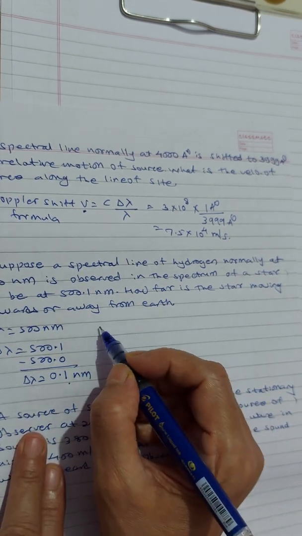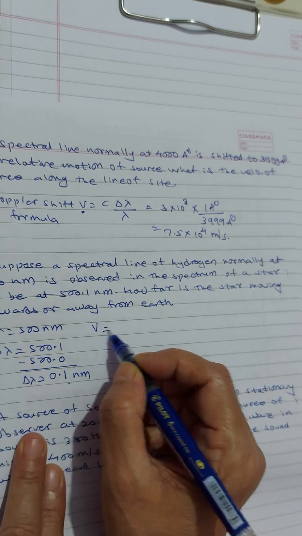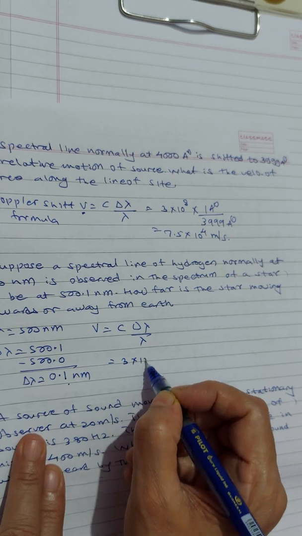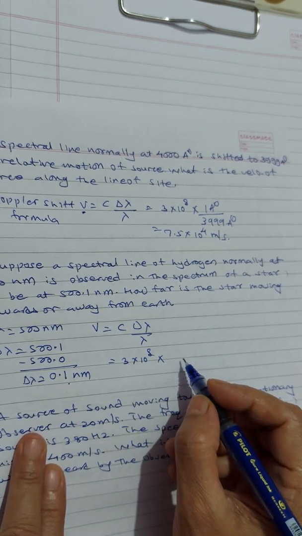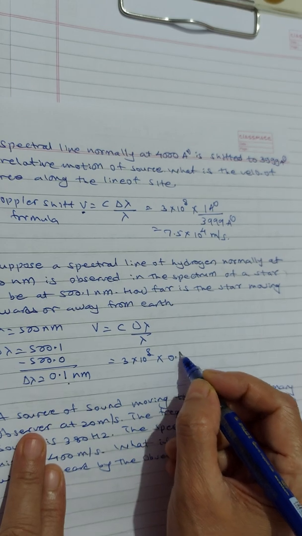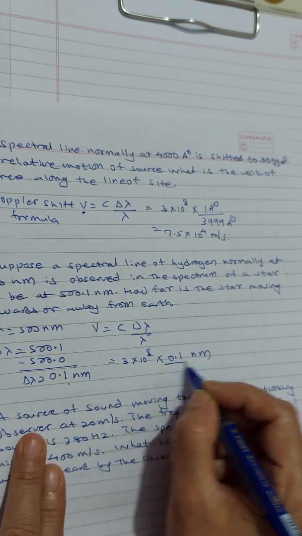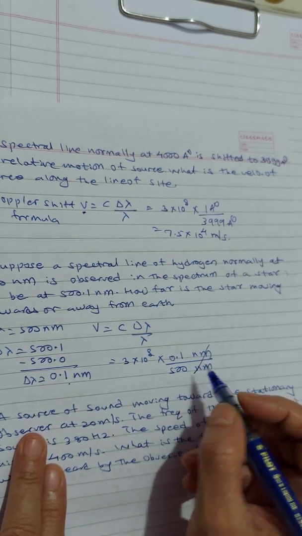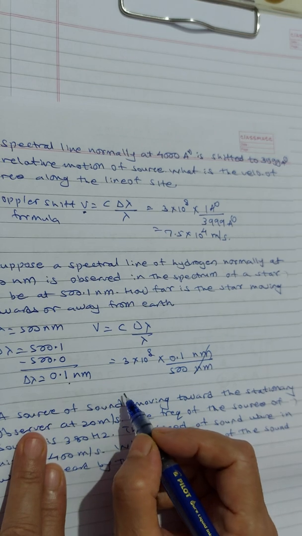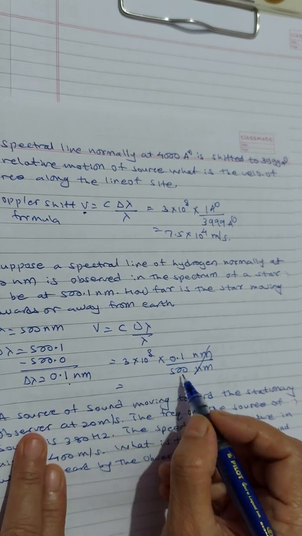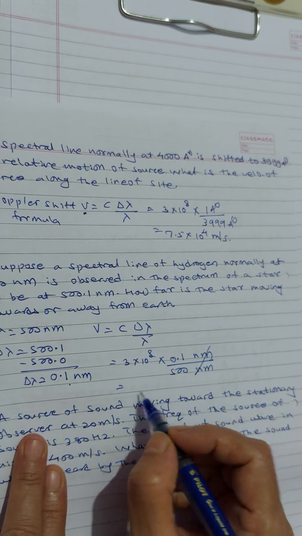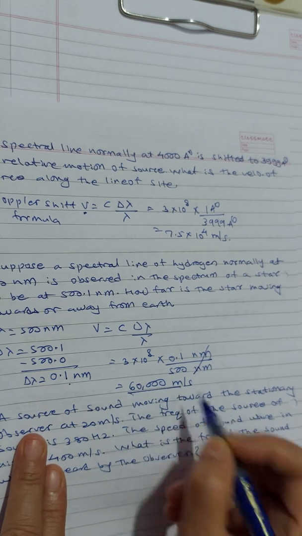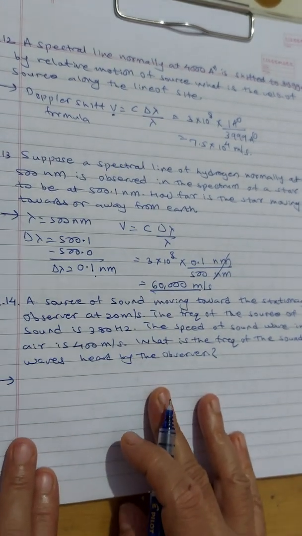Here we'll use the same formula I used before. So V is equal to C delta lambda by lambda. So this is 3 into 10 to the power 8 into delta lambda, 0.1 nanometers, divided by lambda, 500 nanometers. Don't bother about the unit, just simplify this. We get 3 into 10 to the power 8 into 0.1 upon 500. If you simplify this, you get it around 60,000 meters per second. Check this out. Next is the last question.